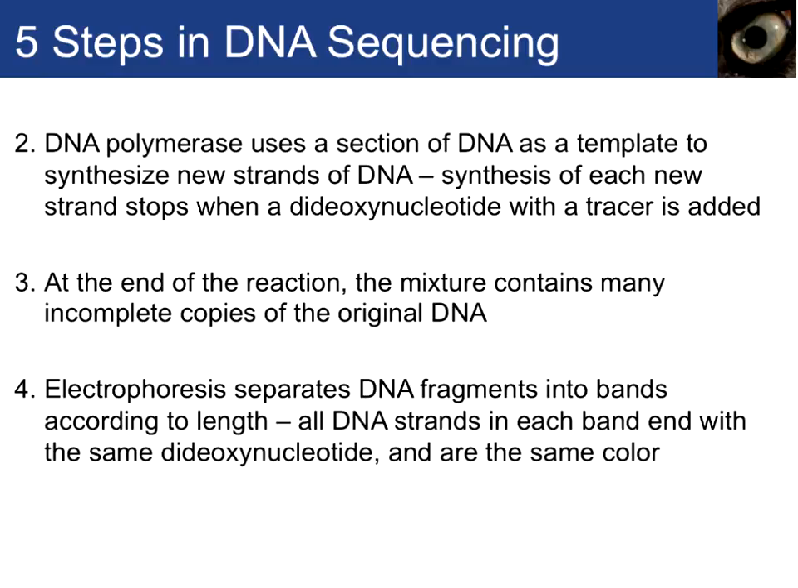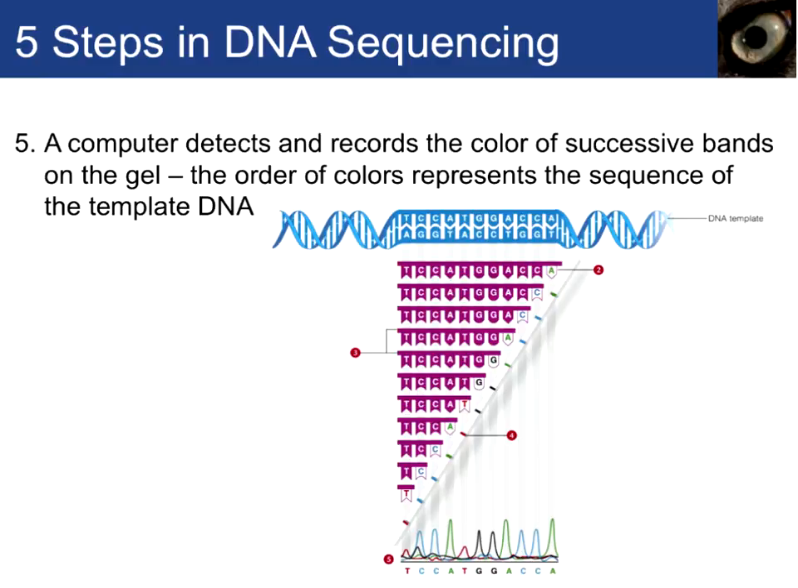So electrophoresis then separates out those DNA fragments into bands according to the length. All the DNA strands in each band are the same length and end with the same dideoxynucleotide labeled with the same color. And so you can see how this works.